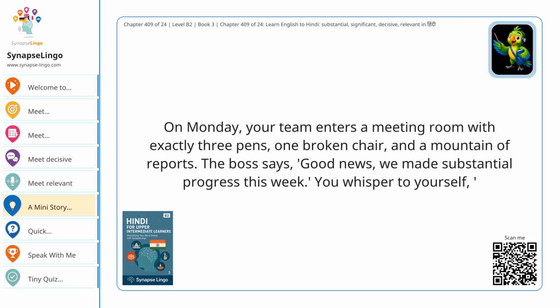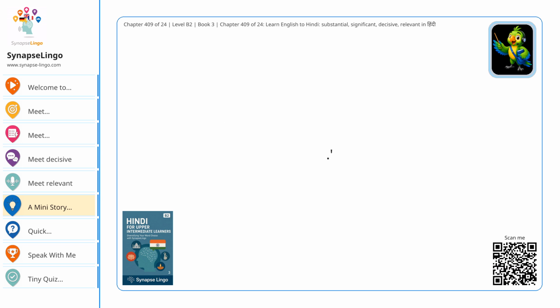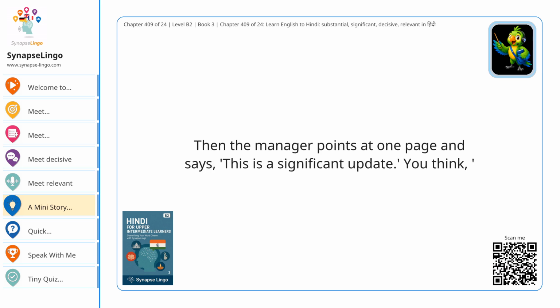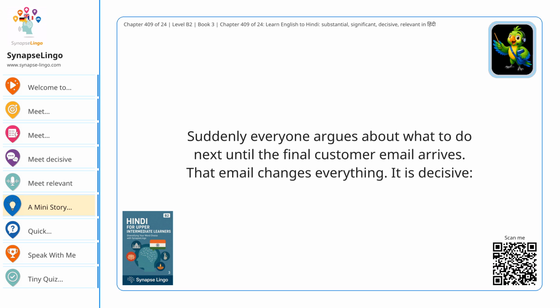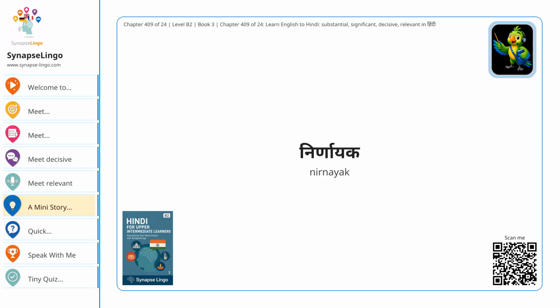On Monday, your team enters a meeting room with exactly 3 pens, 1 broken chair, and a mountain of reports. The boss says, "Good news, we made substantial progress this week." You whisper to yourself, पर्याप्त. Then the manager points at one page and says, "This is a significant update." You think, महत्वपूर्ण. Suddenly everyone argues about what to do next until the final customer email arrives. That email changes everything. It is decisive. निर्णायक.